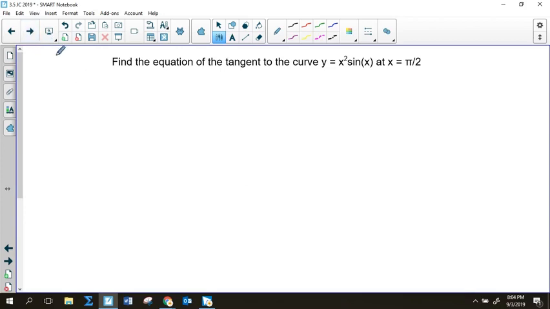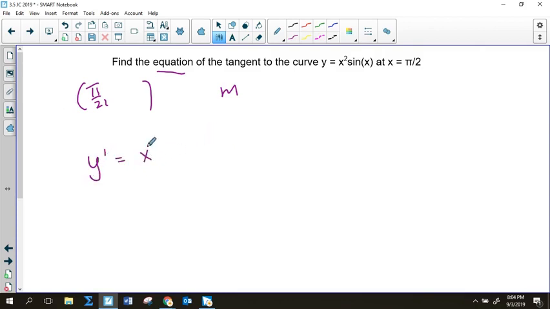Okay, and then this is the last problem. So it says find the equation of the tangent. So we're going to be writing the equation of a line when we're done. I have a product rule problem. I need two things. I need a point. So right now I have pi over 2 comma something, and I need a slope. And to find the slope, take the derivative.